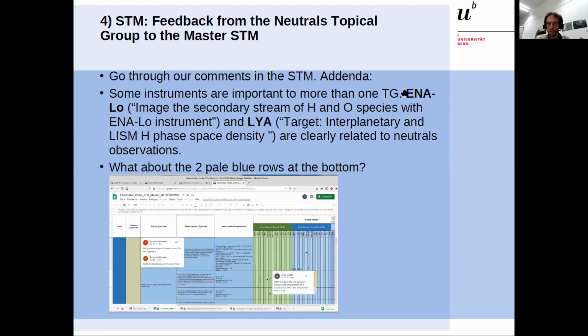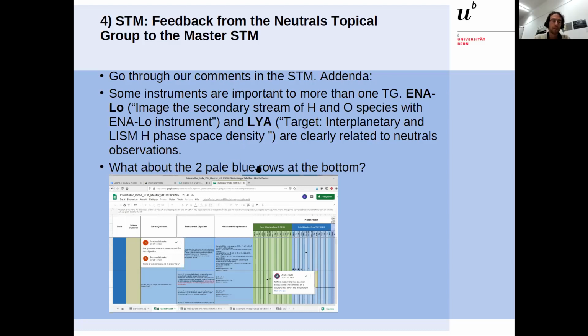We heard about the ENA low imager, which is of course relevant for ENAs, but is also relevant for interstellar neutrals. And another classical thing is the UV observations. It's about the UV spectrograph, but of course there you also measure the interstellar neutral hydrogen. So we're not proposing yet that we should do it in another way, but we just have to be aware that there are those overlaps, but they cannot be avoided.